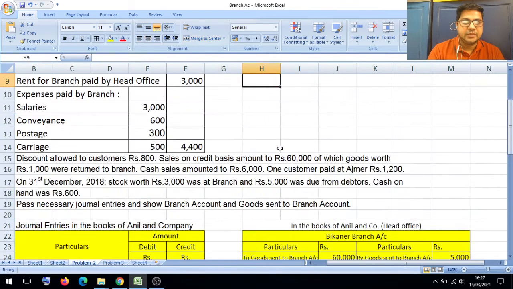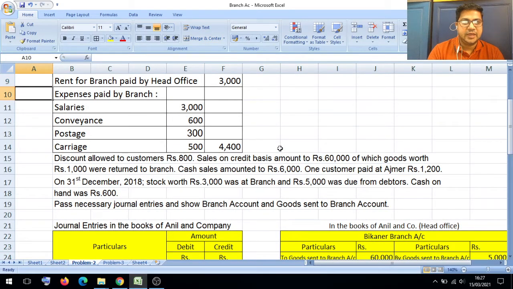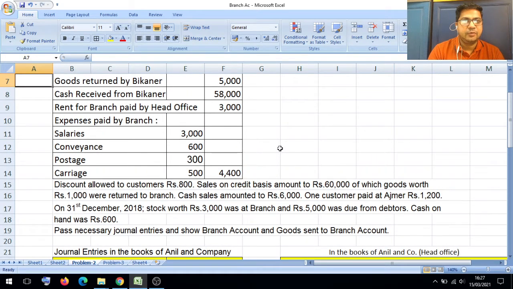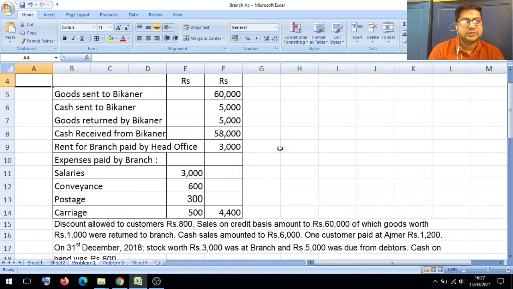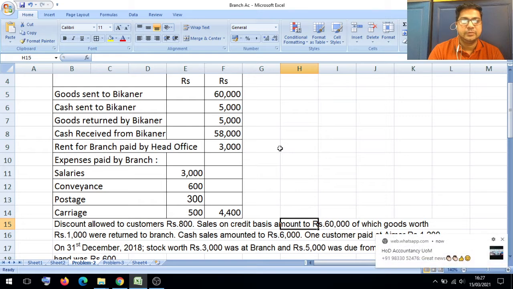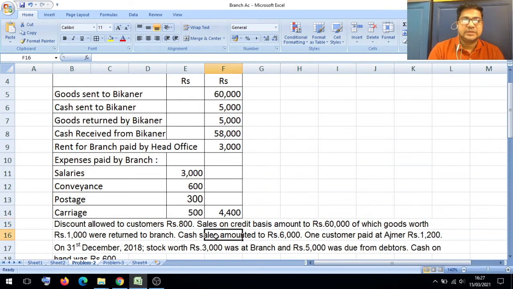Then after that, they have provided the expenses paid by the branch. Because we have already considered the expenses paid by the branch, we will not pass any kind of entry. Discount allowed to customer also not recorded. Sale on credit basis also not recorded. Then after that, cash sale also not recorded.